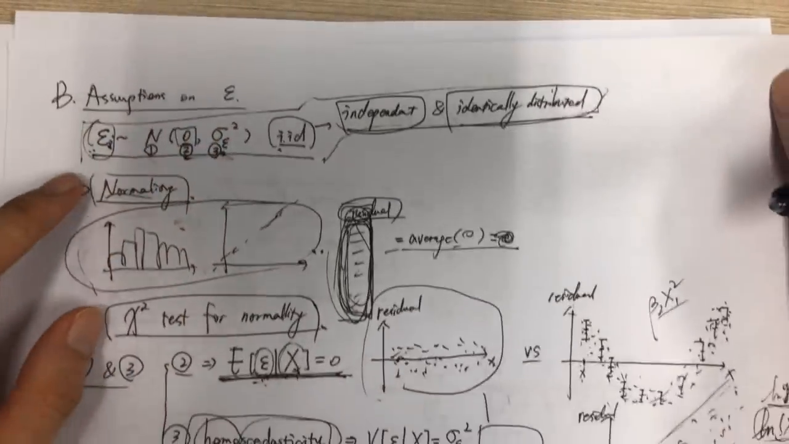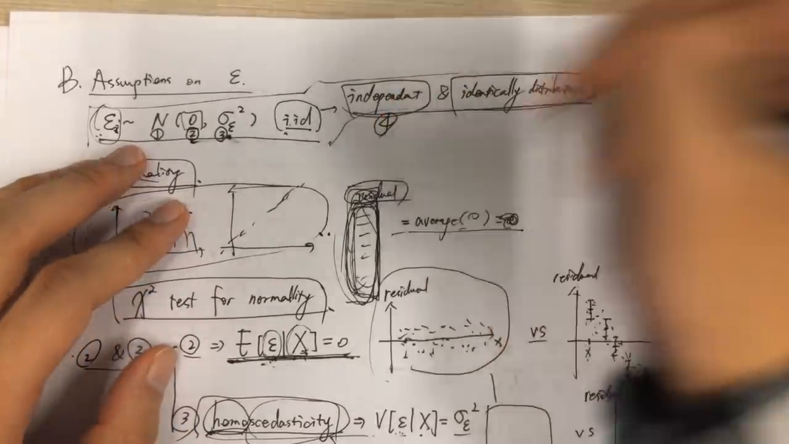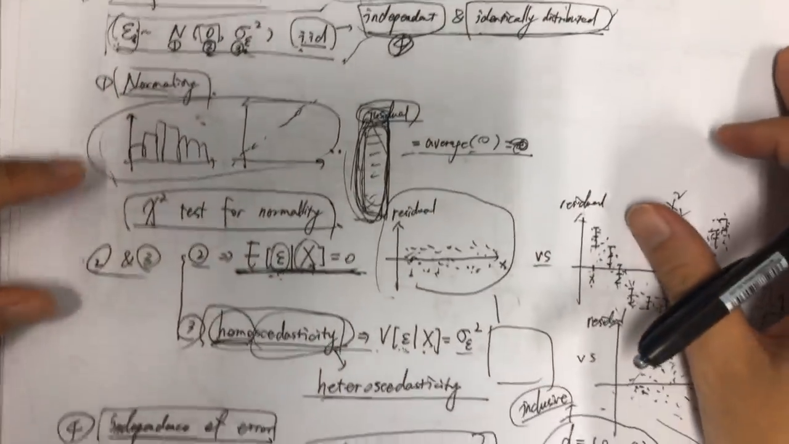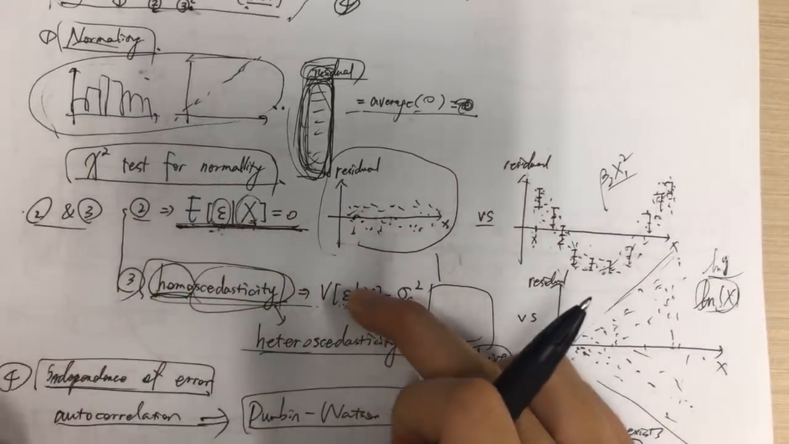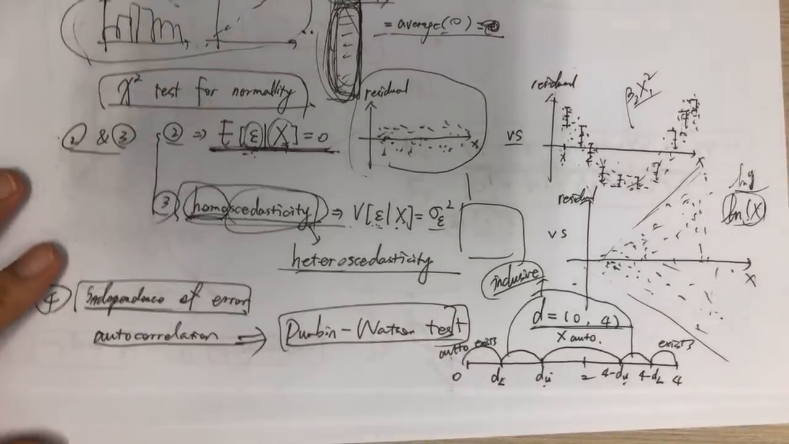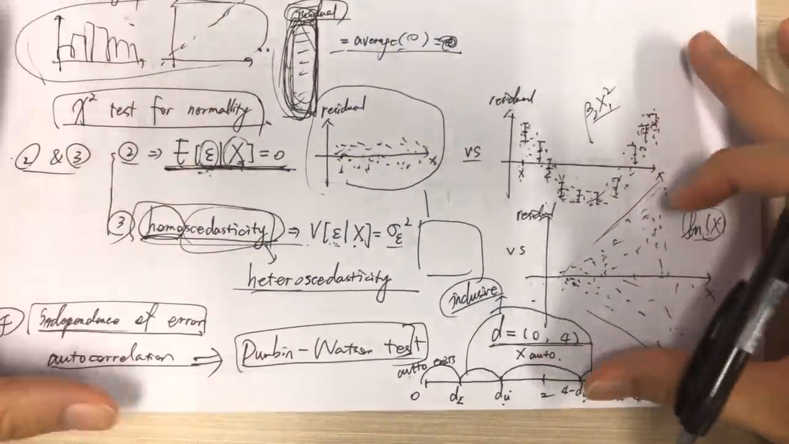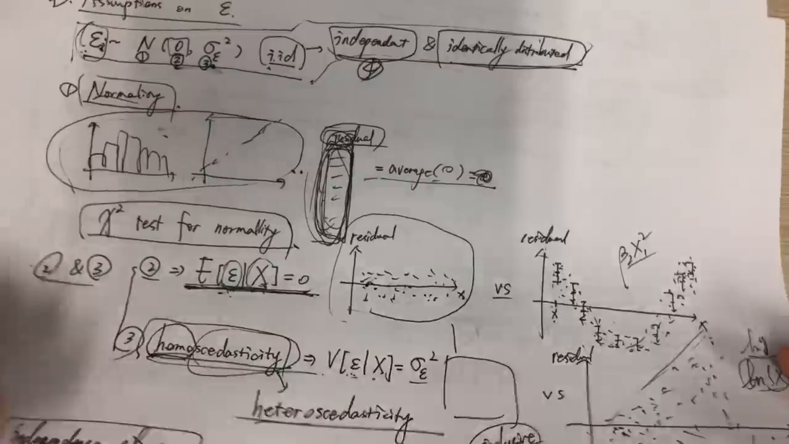And in terms of the assumptions on the error term, we break it down into 4 different aspects. So this is aspect 4, right? 4 aspects: normality, 2 and 3, linearity, and homoscedasticity, and finally independence of error. And we know how to test each of the assumptions as well.